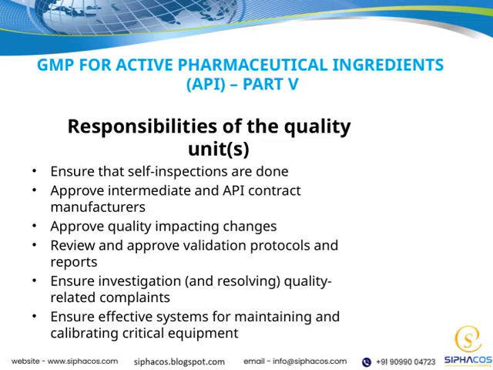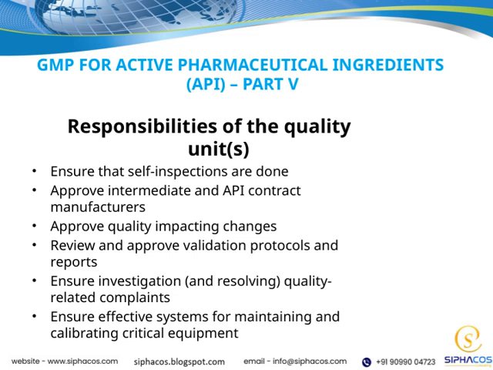Now, let's take a closer look at the responsibilities of the quality unit, or units involved in GMP for active pharmaceutical ingredients. First, it's essential that they ensure all self-inspections are conducted thoroughly and regularly. These inspections help us identify any potential issues early and maintain compliance. Next, they have the authority to approve intermediate and API contract manufacturers, which means they play a key role in selecting and overseeing our manufacturing partners. This approval process is critical to ensure that quality standards are met across the supply chain.